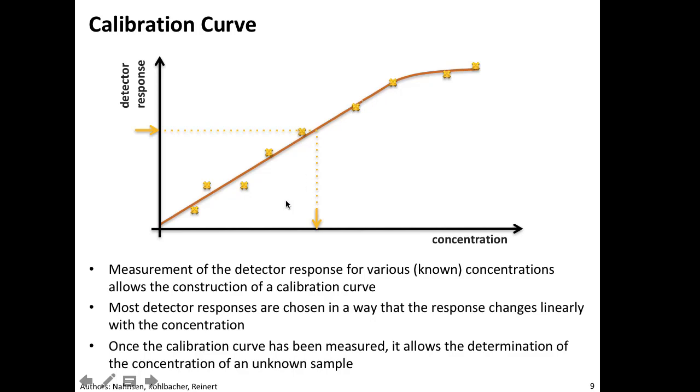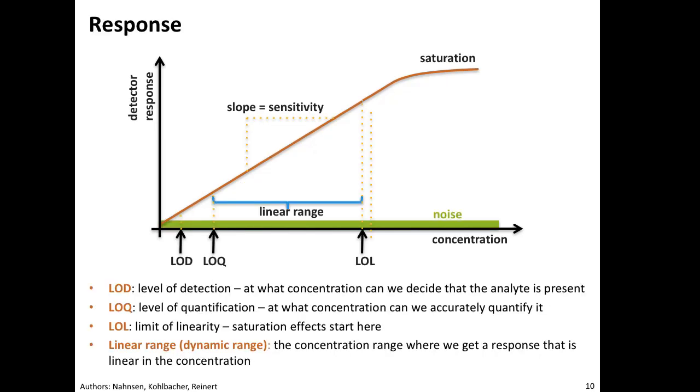Now, there are a few things that can happen. The first thing to notice is that this curve is not linear for the whole range. Usually there's something like saturation at some point going on. The second thing that is more subtle to pick up is that this curve does not always go through the zero. You would expect that if there's a concentration of zero, there shouldn't be a signal. That is not always the case. Instead, what we observe is that there is some noise.